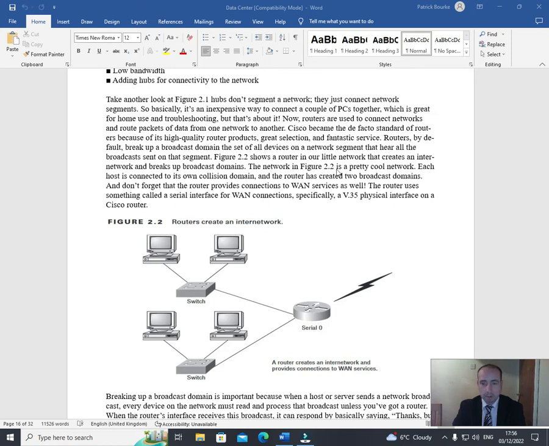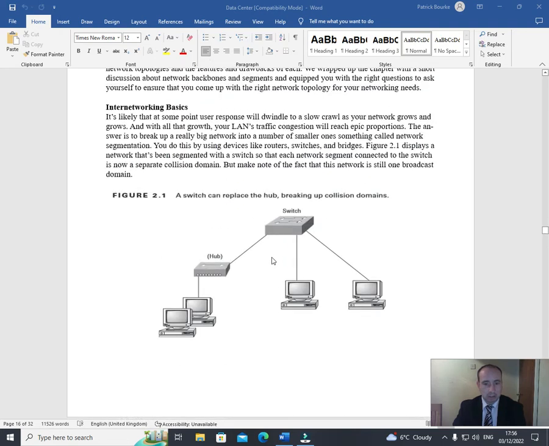Figure 2.2 shows a router in our little network that creates an internetwork and breaks up broadcast domains. The network in figure 2.2 is a pretty cool network. Each host is connected to its own collision domain and the router has created a broadcast domain. And don't forget that the router provides connections to WAN services as well. The router uses something called a serial interface for WAN connections, specifically a V.35 physical interface on a Cisco router. So let's just go back here to figure 2.1. You can see here's a hub. It doesn't help with segmentation, it just adds, again as it says, another broadcast domain.